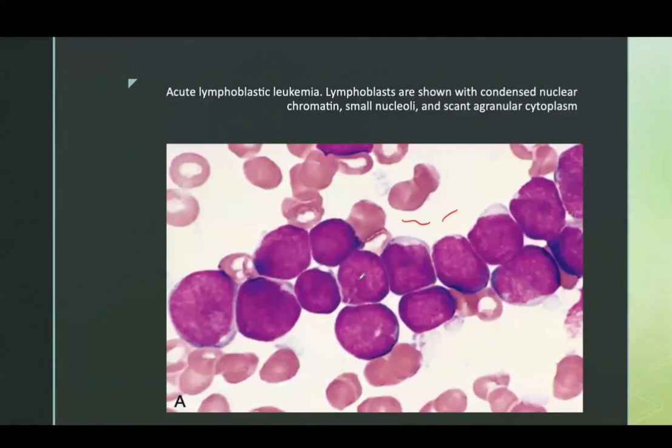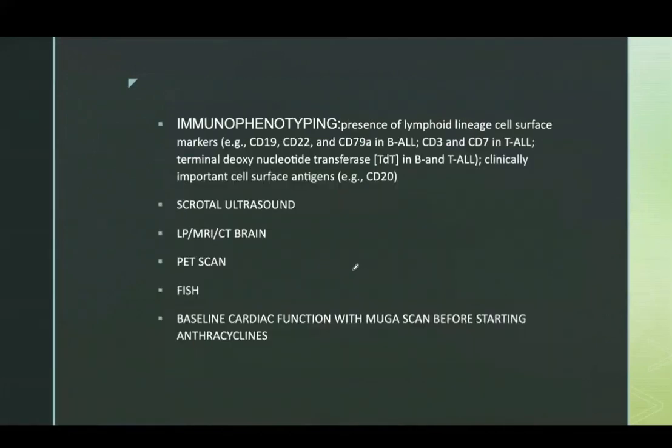All right. Questions are very ambiguous. Then you will do immunophenotyping. You should know the markers: CD19, 22, 79a in B-ALL, and CD3 and 7 in T-ALL. These two you should know by heart. Okay.